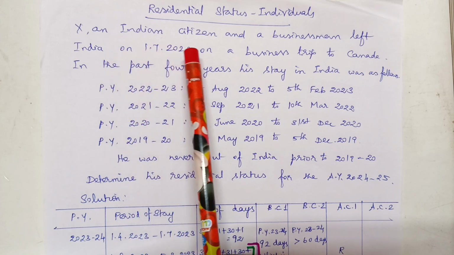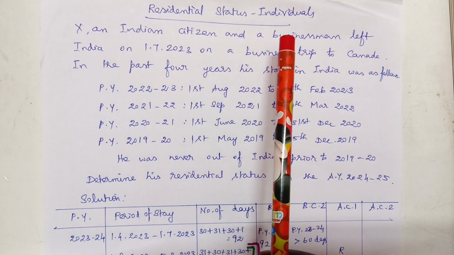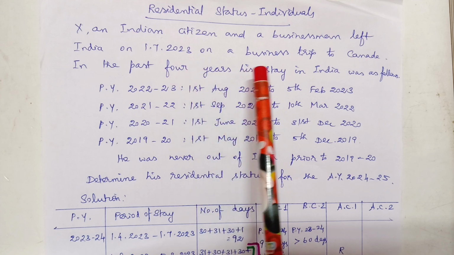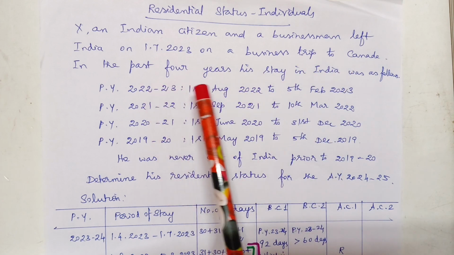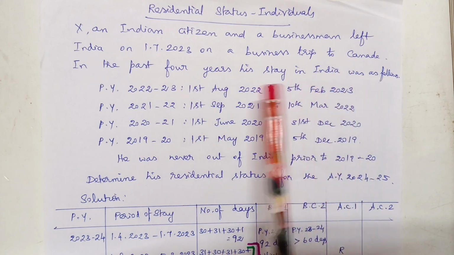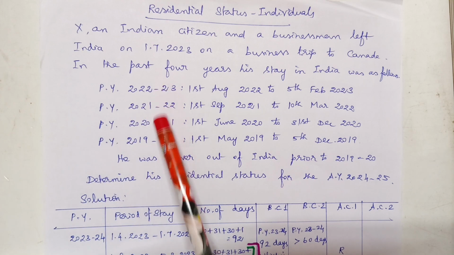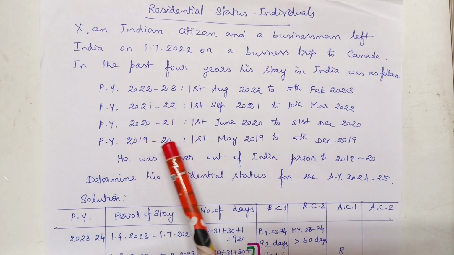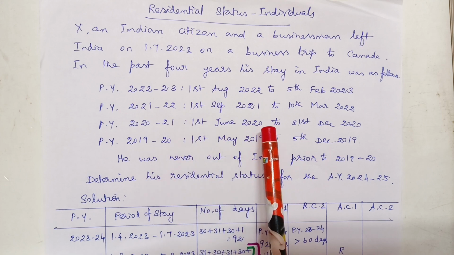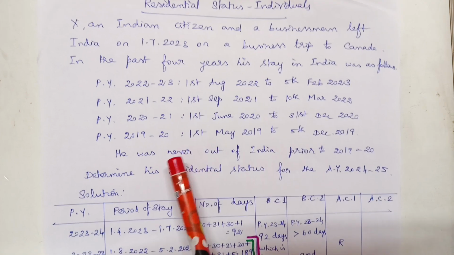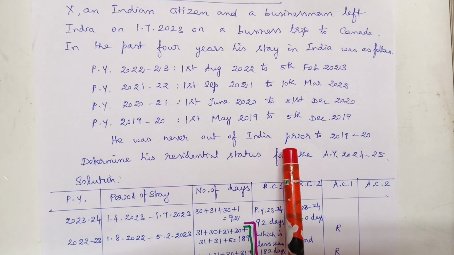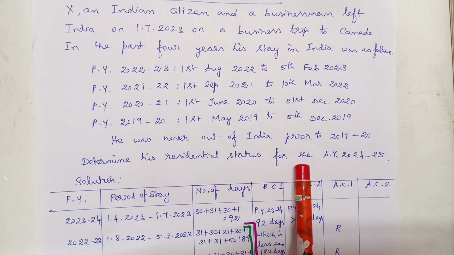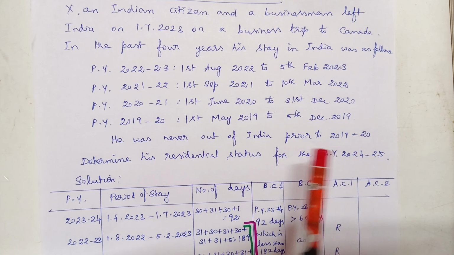X, an Indian citizen and a businessman, left India on 1/7/2023 on a business trip to Canada. In the past 4 years, his stay in India was as follows. Here we are given 4 previous years, 22 to 23, 21 to 22, 20 to 21, 19 to 20. For all the 4 years, we are given a period of stay. He was never out of India prior to 2019 to 20. Determine his residency status for the assessment year 24 to 25.